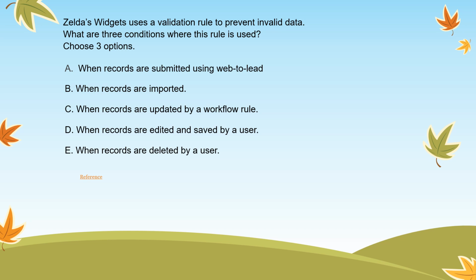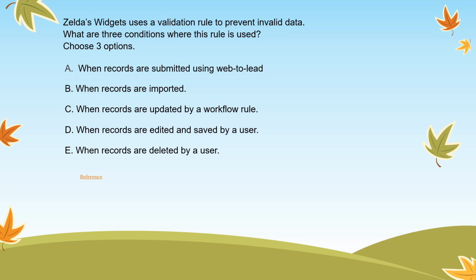When records are edited and saved by a user, so every time you change or edit a record, it has to go through the validation rule process, so that would be correct. When records are updated by a workflow rule, wrong. Workflow rules do not trigger validation rules. They like send emails. So that's wrong. When records are imported, so that is correct because you are creating a record, and every time you create a record, it has to go through the validation rule process.